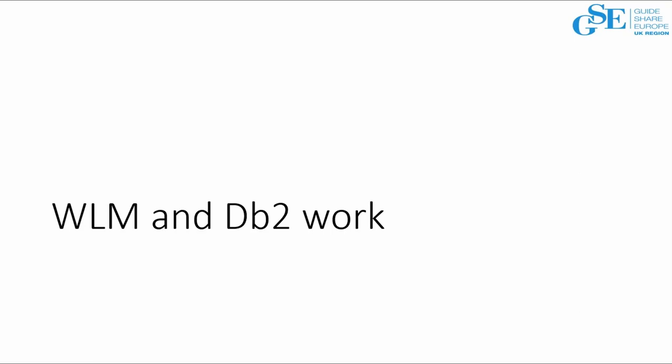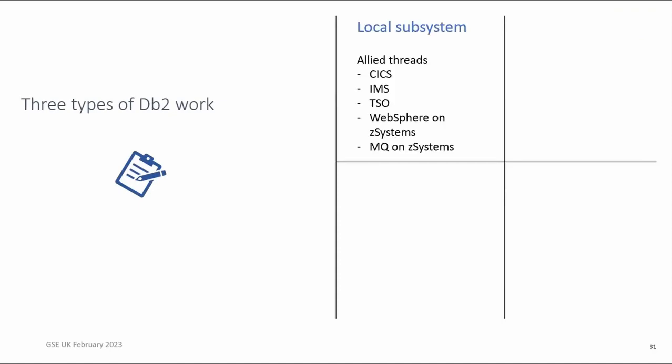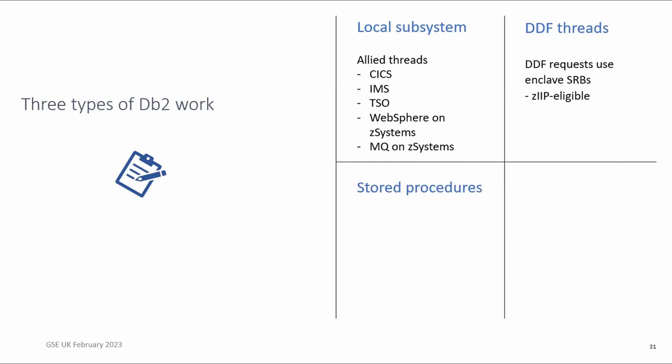Okay, WLM and Db2 work. There are 3 types of Db2 work that WLM is going to pay attention to. There's local subsystem work, right? These are allied threads: CICS, IMS, TSO, WebSphere on Z systems, MQ on Z systems. The kind of work that's sitting here on the same LPAR and is coming into Db2. There are DDF threads, and DDF threads are enclave SRBs, which we'll get into a little bit, and are typically eligible to run on a zIIP. And there are stored procedures.